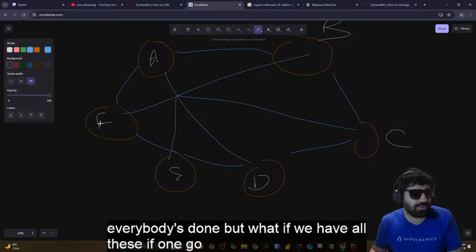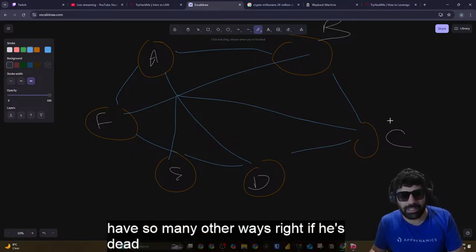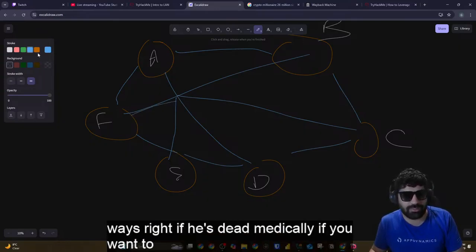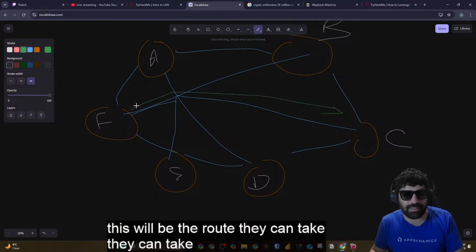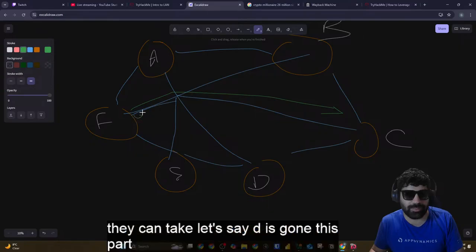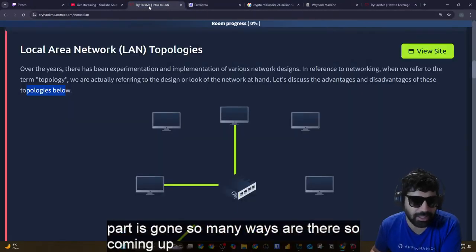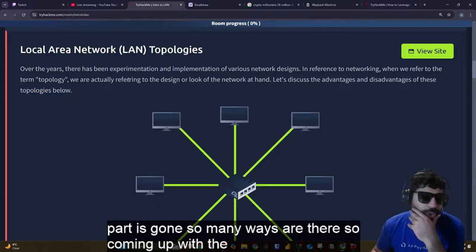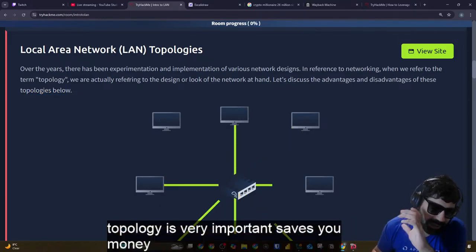But what if we have all these connections? If one goes down, we have so many other ways. If E is dead, directly, this would be the route they can take. If A or D is gone, this point is gone, there are still so many ways. So coming up with the proper topology is very important. Saves you money, saves you from the headache if things go down.